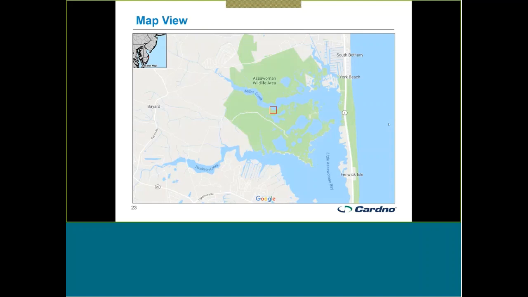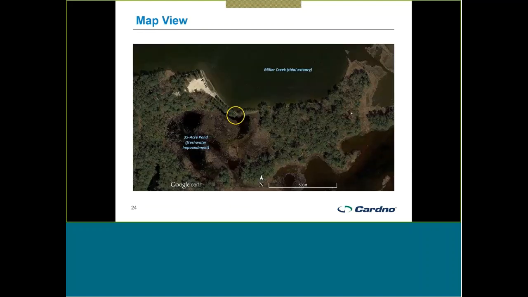A lot of folks on this panel and within various organizations of DNREC contributed to this project in a variety of different ways. So it was a really nice partnership, and I think a good example of both the design process and some of the construction techniques. You can see it's located in Little Assawoman Bay, which is one of these coastal estuaries. It's one of Delaware's three inland bays, the lesser known inland bay.